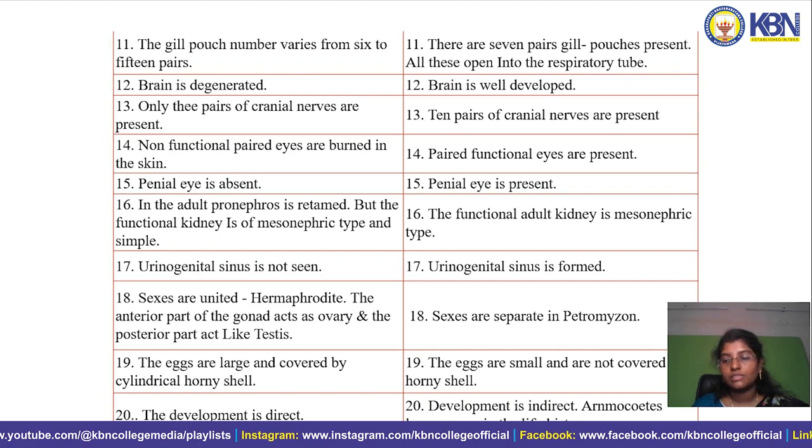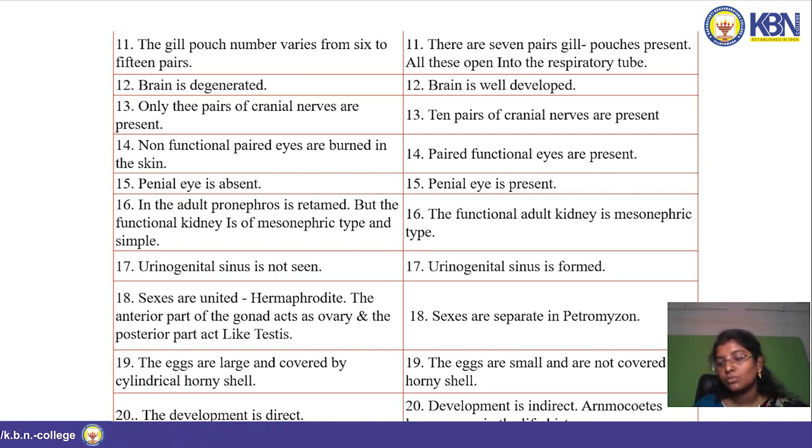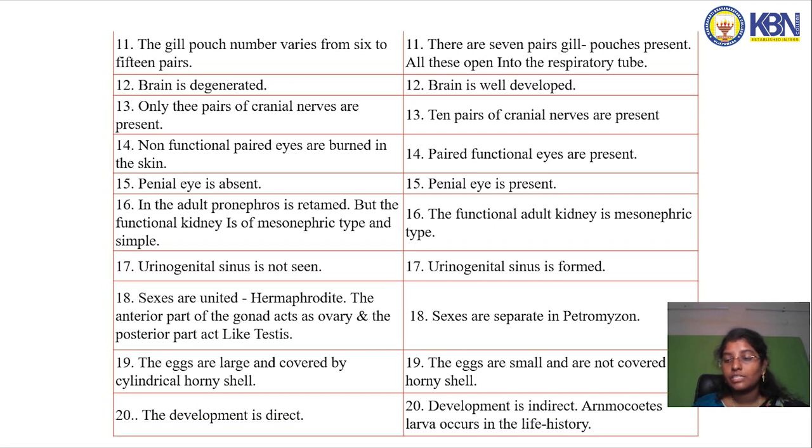Sexes are united, which means hermaphrodite. The anterior part of the gonad acts as ovary and the posterior part acts as testis. In petromyzon, sexes are separate. What is hermaphrodite? If both the male and female are present in a single animal, that is called hermaphrodite. Therefore, in myxin, sexes are united, which means male and female organs are present in a single animal only. The anterior part, which is the front part of the organism, acts as ovary, and the posterior part acts as testis. The ovary is a female reproductive organ and the testis is a male reproductive organ.